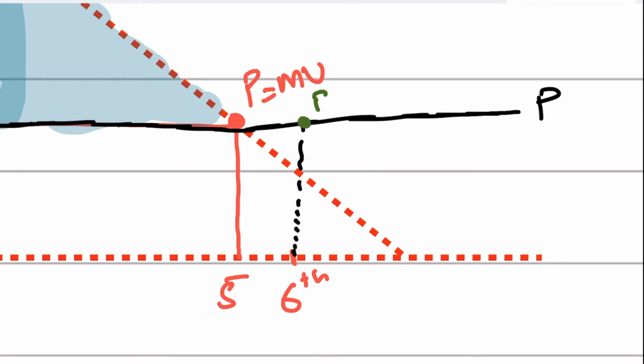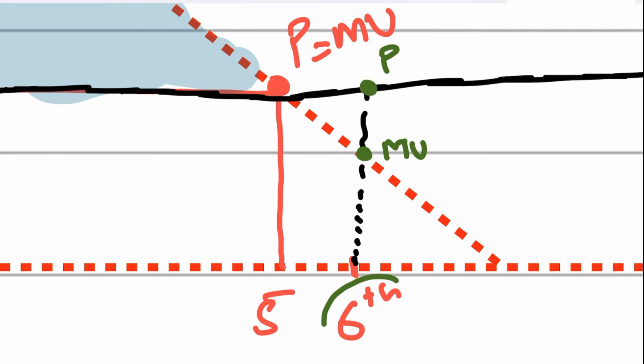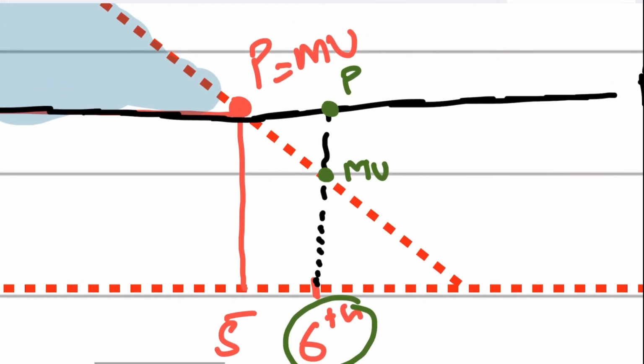This is my price, while the amount that I'm willing to pay, that is my marginal utility that I'm going to gain from the 6th unit, is only this much. So if I end up buying the 6th unit, that would result in a negative consumer surplus, because at the 6th unit the price is greater than MU. This region represents my deadweight loss of consumer surplus.